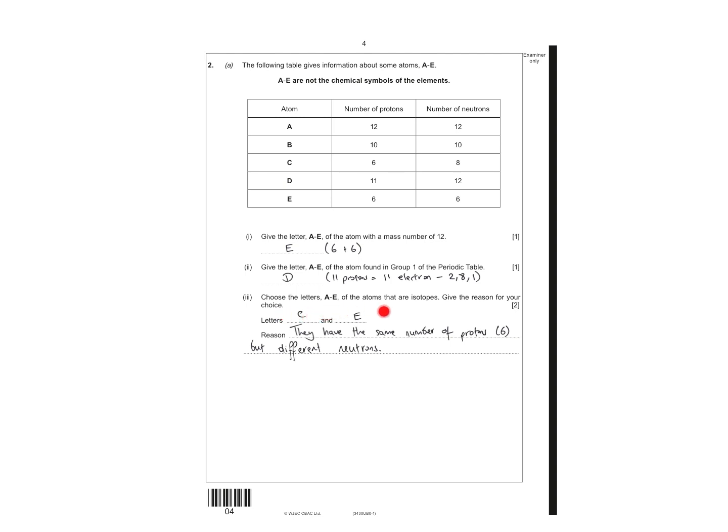Choose the letters A to E of the atoms that are isotopes and give a reason for your choice. Well, hopefully we can remember our definition of isotopes, which is the same number of protons but different neutrons. And the 2 which match that definition are C and E. They've both got 6 protons, but they've got different neutrons. Look how I've put the number of protons in a bracket as well.